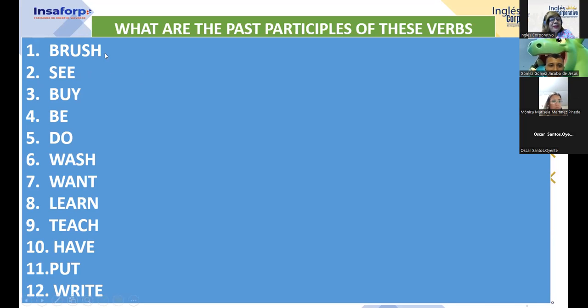Okay, in the number one, the past participle is brushed. Brushed. What is the past participle of buy? Bought. What is the past participle of be? Been. What is the past participle of do? Done. What is the past participle of wash? Washed. Very good. What is the past participle of want? Want. Does the verb finish with T? Ide. Uh-huh, so you say? No problem.